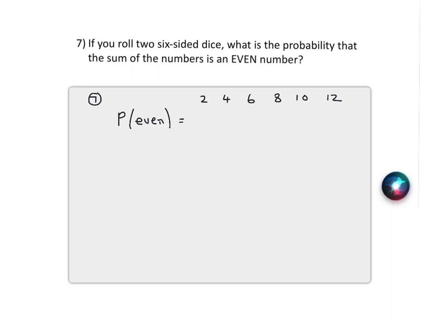We know that 2 happens 1 way, 4 can happen 3 ways, 6 happens 5 ways, 8 happens 5 ways, 10 happens 3 ways, and 12 happens 1 way. And we just add them up, and it's all out of 36, and that gives us 18 out of 36, which you'd expect really, because half of them are odd, half of them are even, which is 50%.